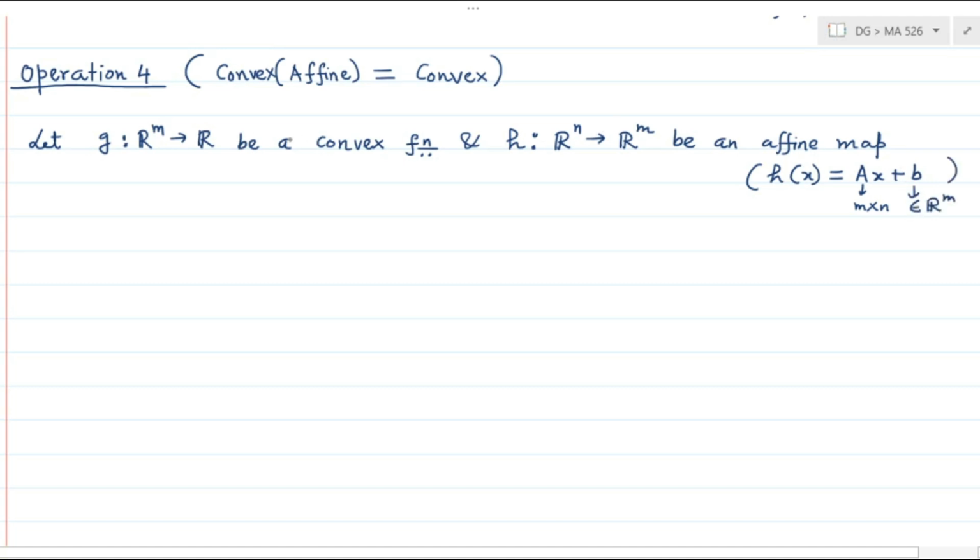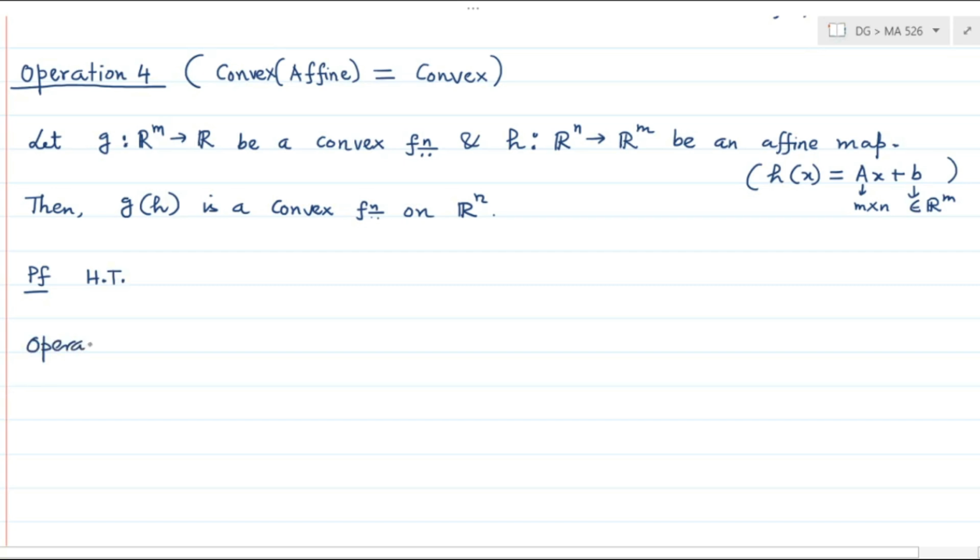If G is a convex function and H is an affine map, then the composition G of H is a convex function. Convex function, obviously, defined on the n-dimensional Euclidean space. The proof I am giving you as a home task. This is really a trivial proof. I am not going to prove it. For operation 5, we follow the following.